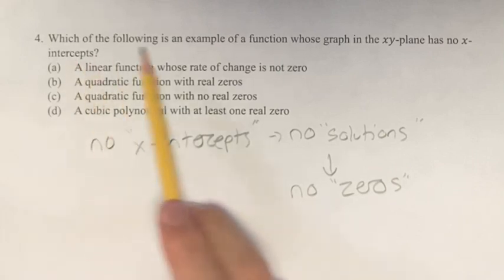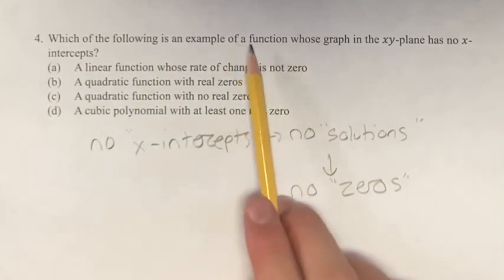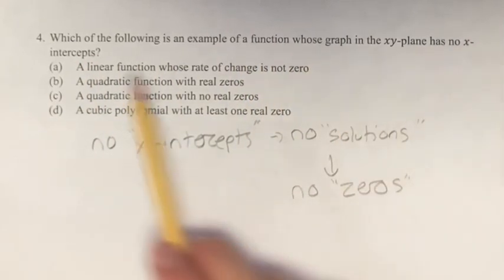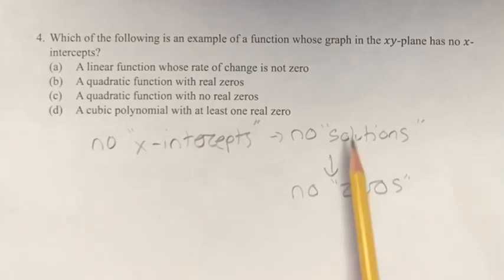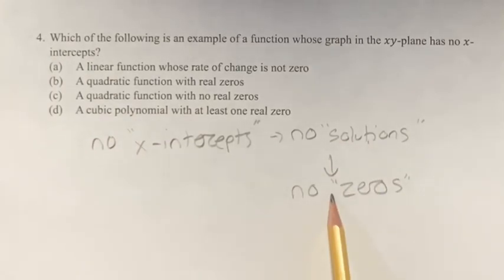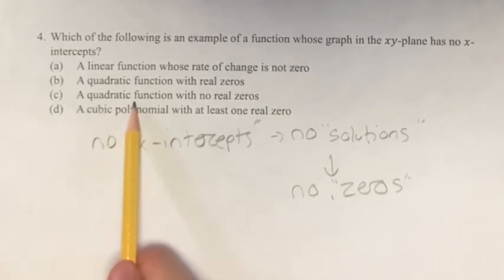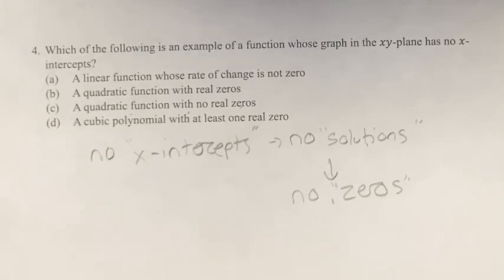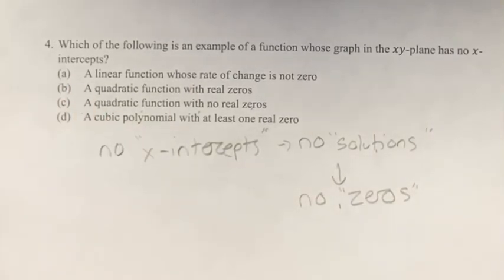So when we're asked which of the following is an example of a function whose graph in the xy plane has no x-intercepts, this is a function that has no solutions. This is a function that has no zeros in its graph. So when we see in C a quadratic function with no real zeros, well, this is just saying the same thing as no x-intercepts. So C is going to be your final answer.